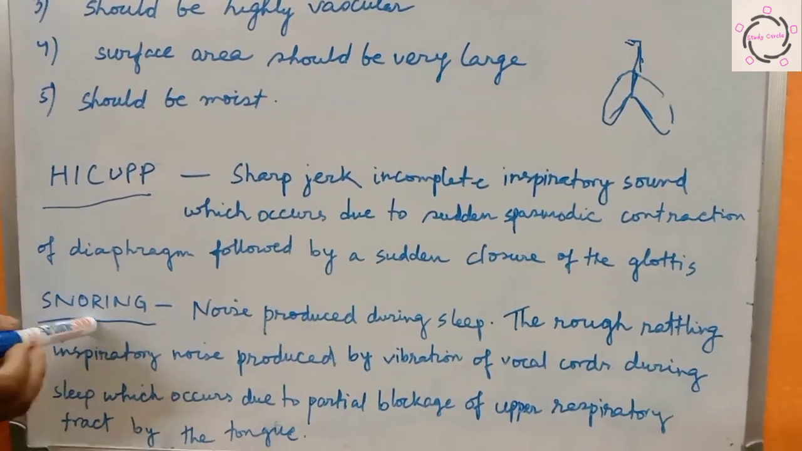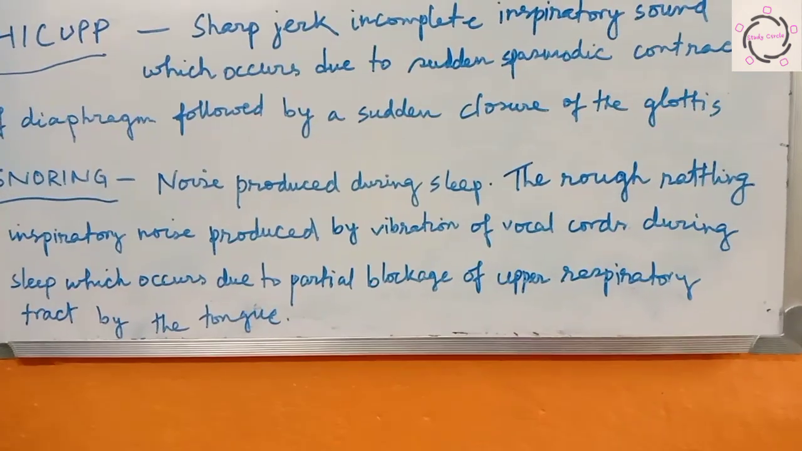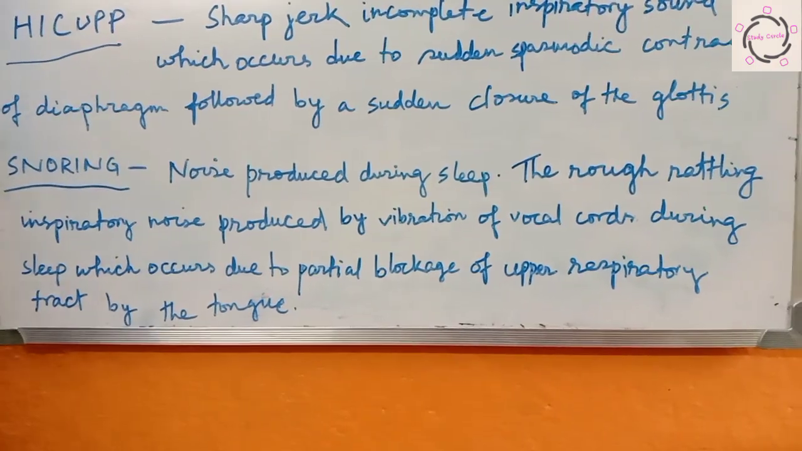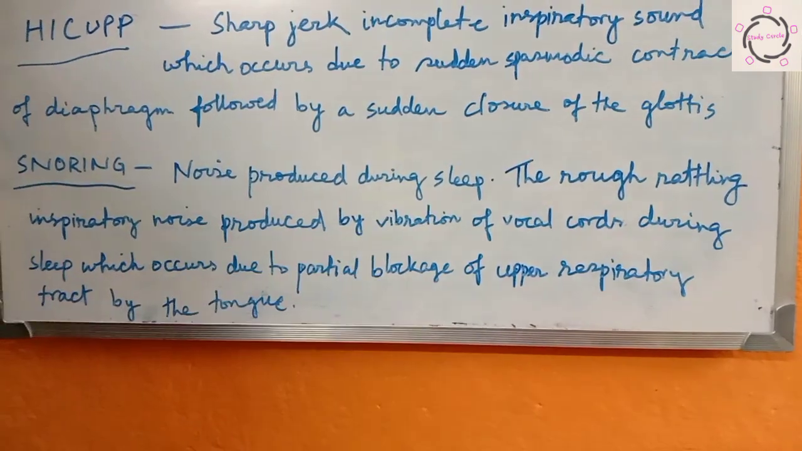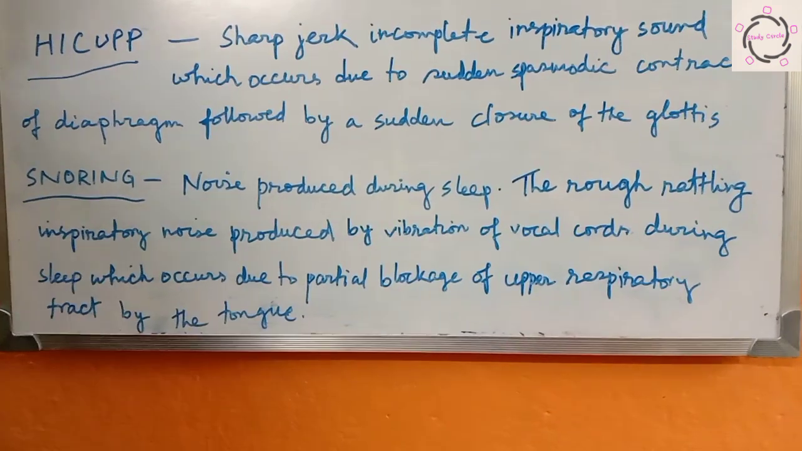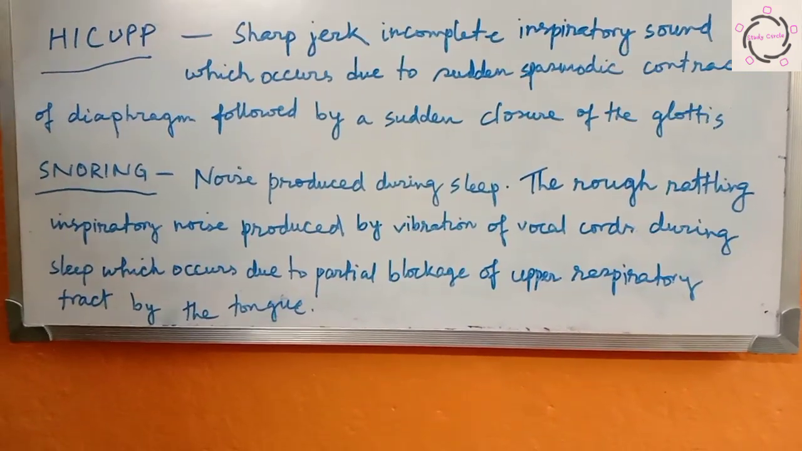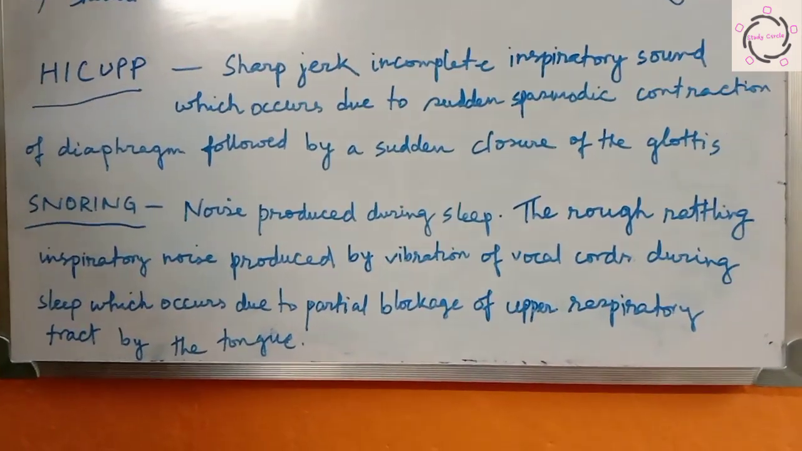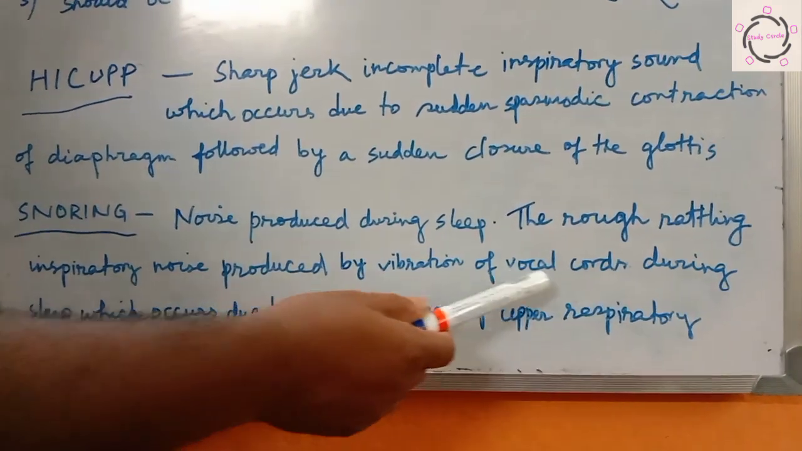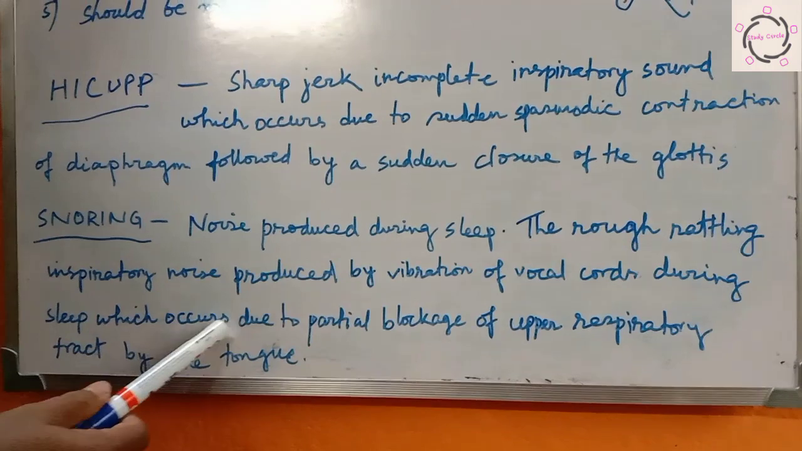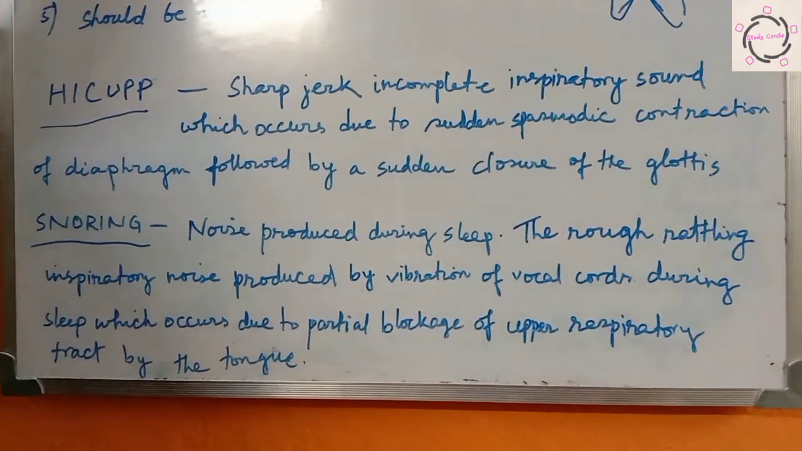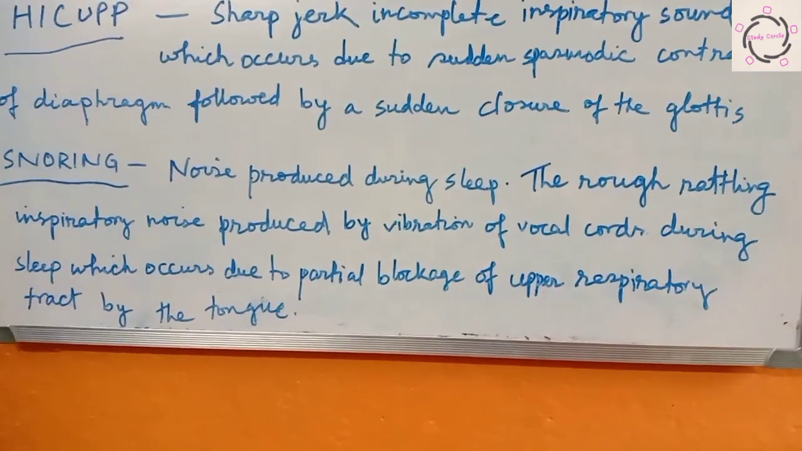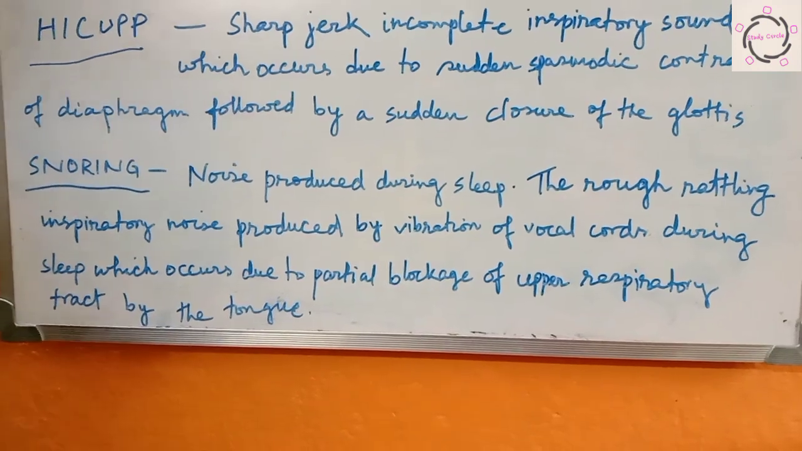Now next is snoring. This we often find in case of our friends or relatives during sleep. It is the noise produced during sleep, a rough rattling inspiratory noise, a very loud sound, produced by vibration of vocal cords during sleep, which occurs due to partial blockage of the upper respiratory tract by the tongue. Now the upper respiratory tract is blocked by the tongue, which causes the blockage of breathing.